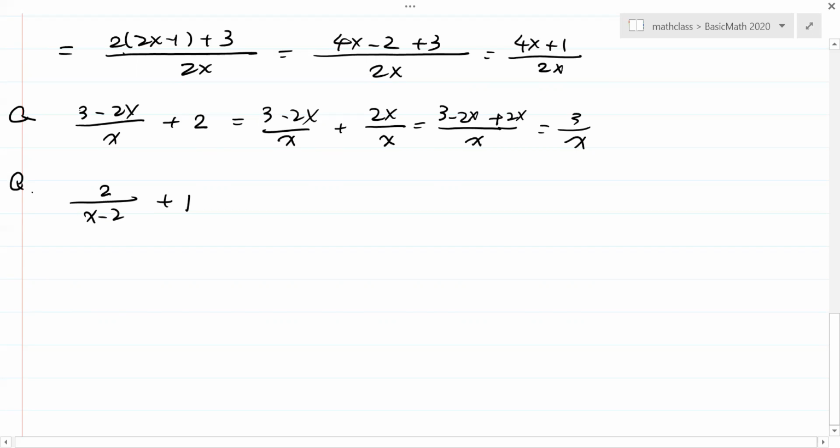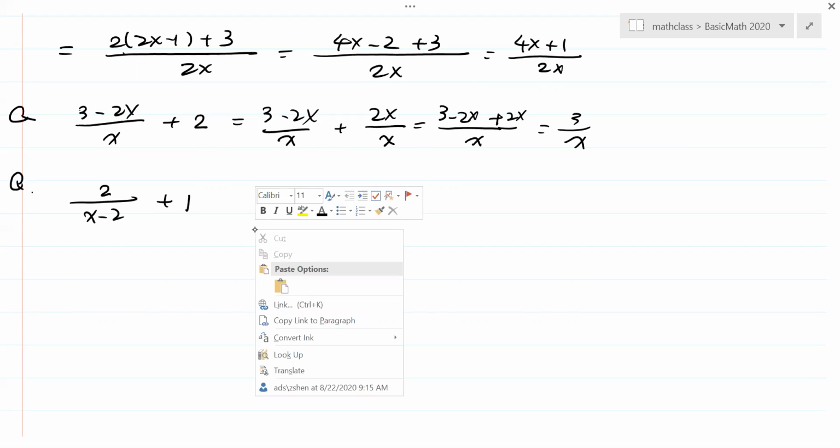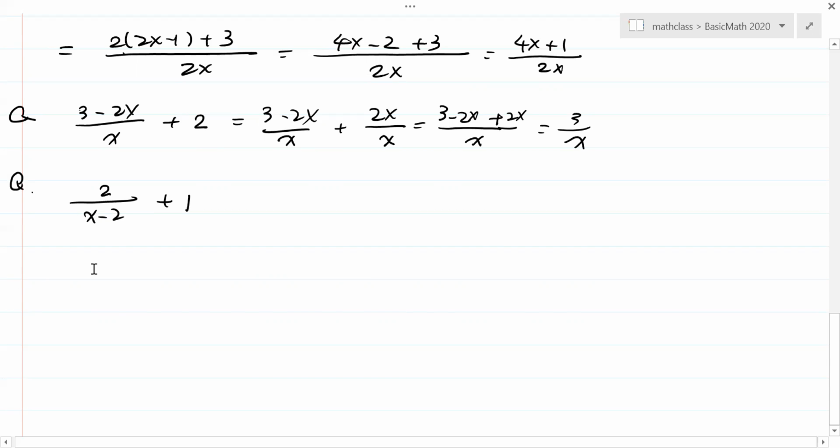Also, you do not simplify. Add the two fractions together. To add two fractions together, you have to have them have a common denominator, then combine them.